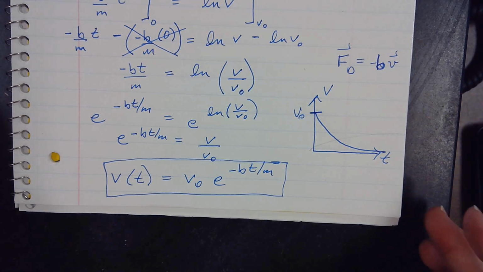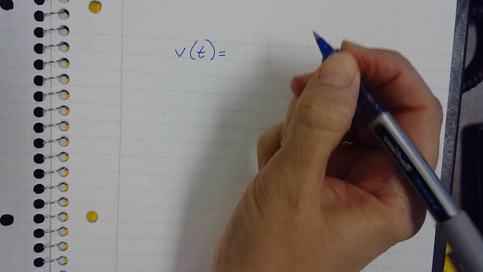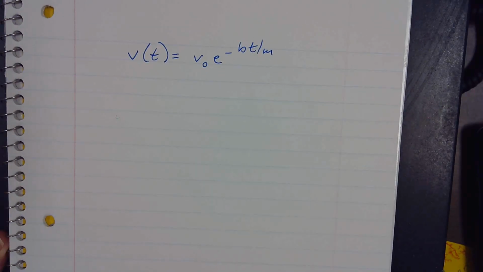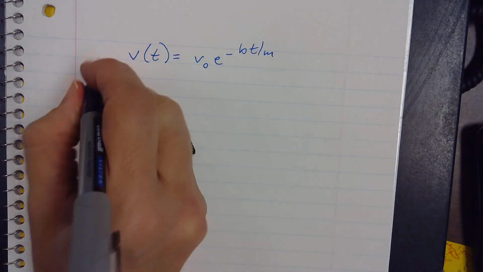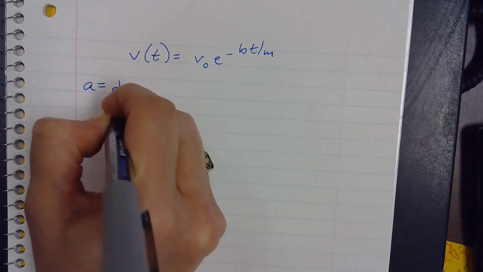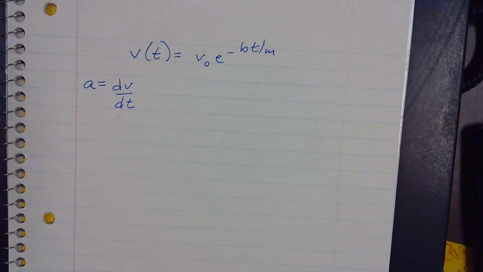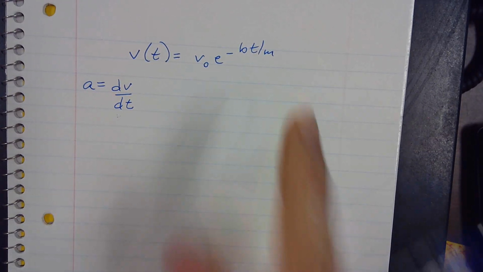Okay, I'm going to copy this equation on the next page because I want to do one more thing with it. V of t equals v naught e to the negative bt over m. So, just a copy. We said a moment ago that acceleration is the derivative of velocity. So we can now figure out what the acceleration is by taking the derivative of this thing.